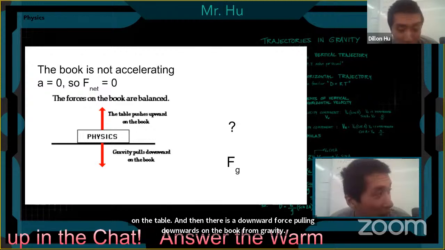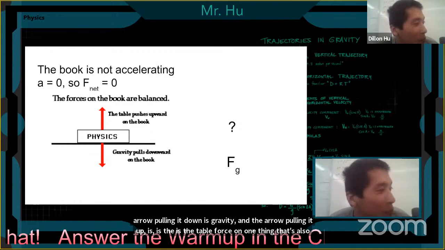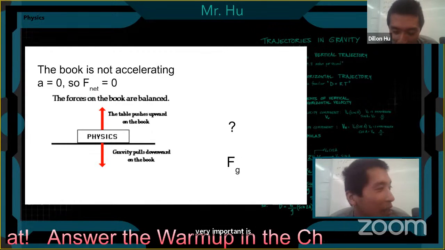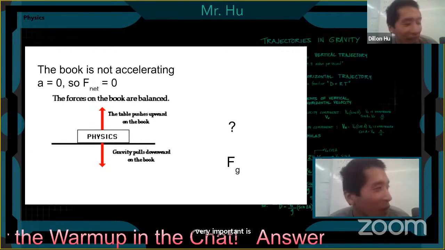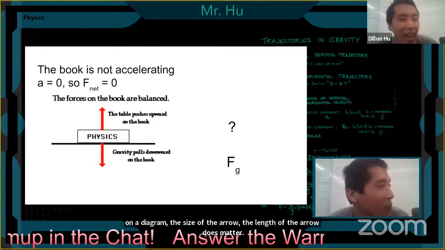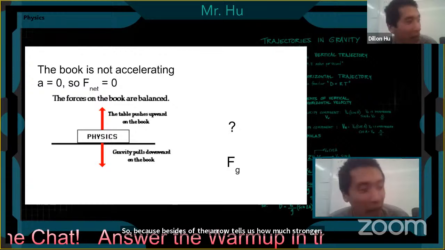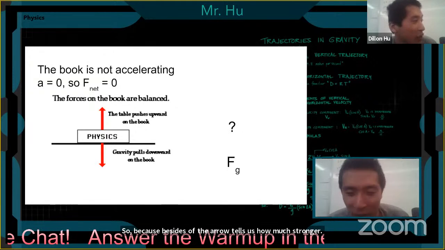One thing that's also very important is that when you are drawing your arrows on a diagram, the size of the arrow does matter. The size of the arrow, the length of the arrow, no matter how I say it, is always just going to sound weird, so I apologize for that. The scale of the arrow, there we go. That doesn't sound as bad. The scale of the arrow, the magnitude of the arrow, tells us how big the force is.